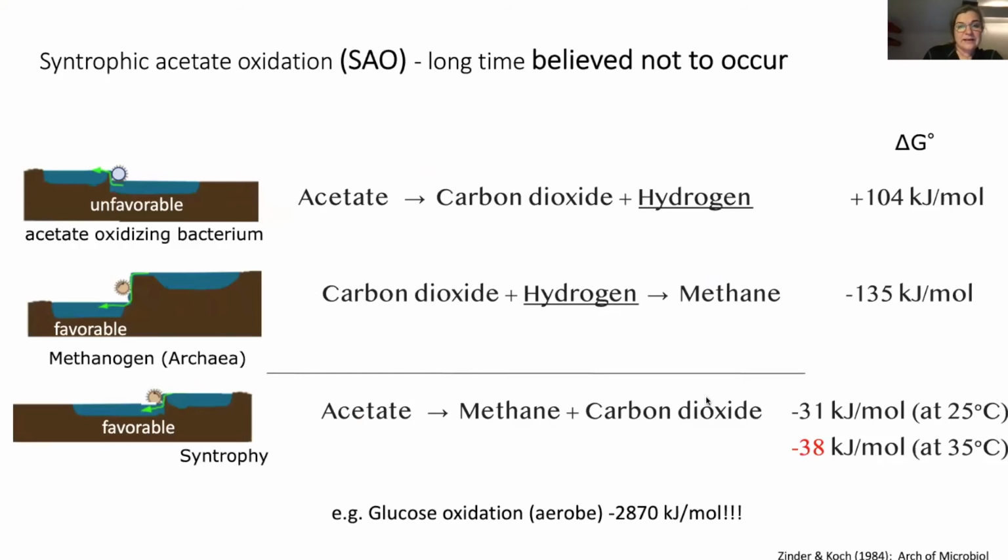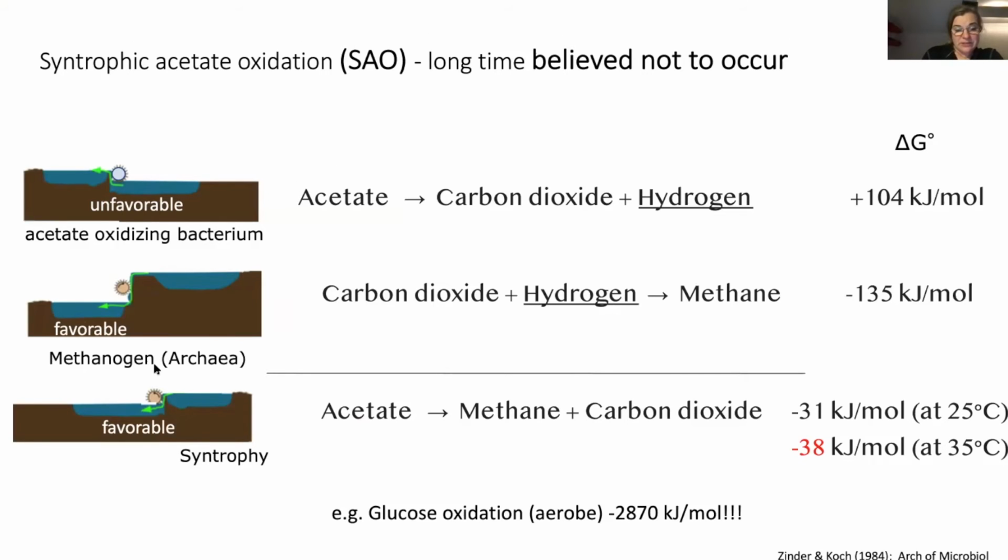On the next slide, I have an example for acetate oxidation. You have an acetate oxidizing bacterium, which cannot oxidize the acetate. Generally, acetate is oxidized to carbon dioxide and hydrogen, but this doesn't happen at all spontaneously. This is marked by the plus. This reaction cannot proceed by itself because you have to push the reactions up the waterfall.